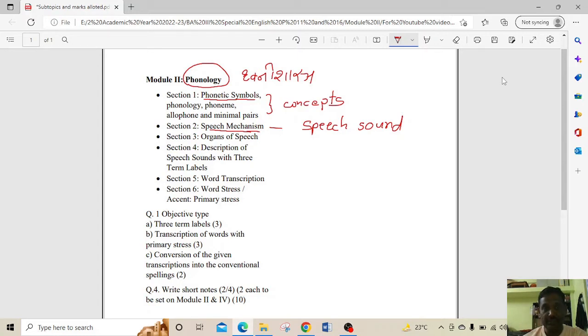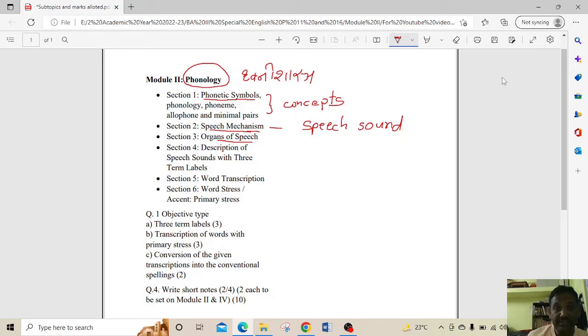Then in section 3 you study organs of the speech. I just mentioned the tongue, how the tongue is used to produce different speech sounds. For example, while producing r, we twist the tongue. While producing this l sound, we slightly touch the tongue to the upper palate of the mouth. So these are the different organs that we use while producing speech sounds.